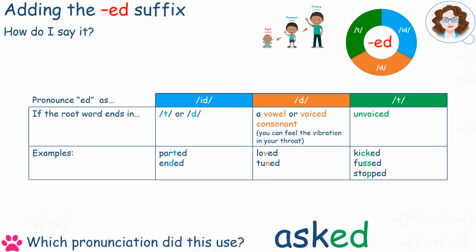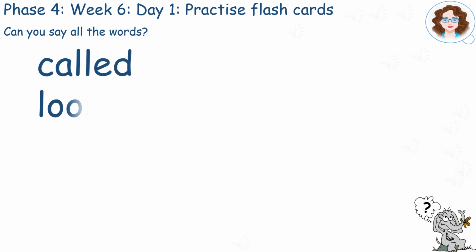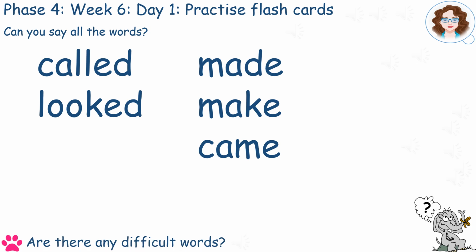For now, though, see if you can spot which sound should go on the end of the words in this week. The high frequency and tricky words for this week are called, looked, made, make, came. Are there any words that you might find difficult? Some of the words have letters which we don't say when we're reading them. We call these silent letters, like the silent E at the end of made, make, and came.